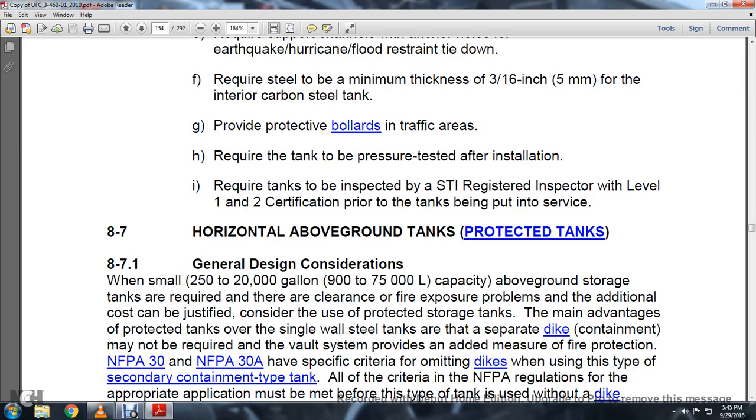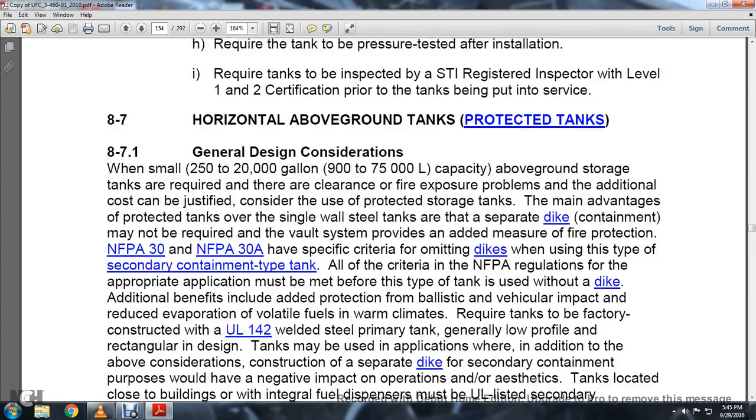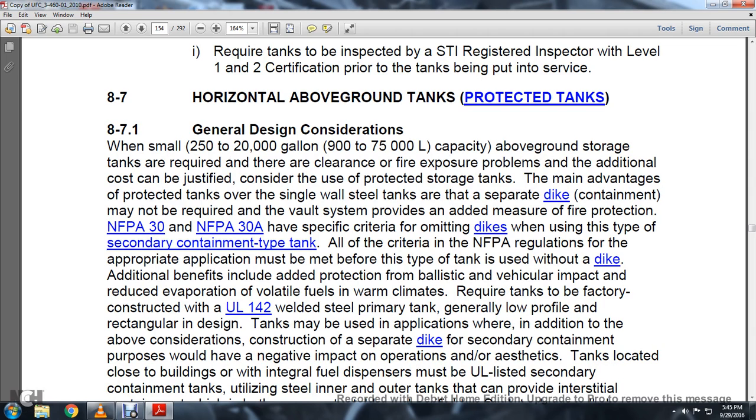8.7 Horizontal above ground tanks, protected tanks. 8.7.1 General design considerations. I'm going to quit there for today.